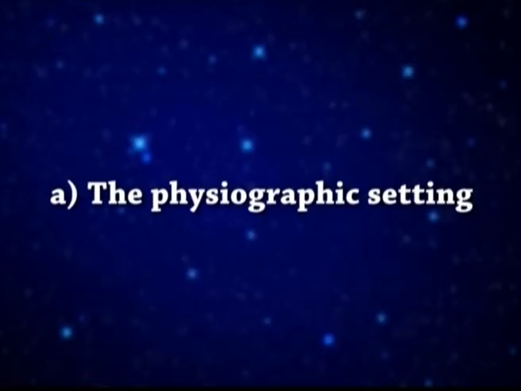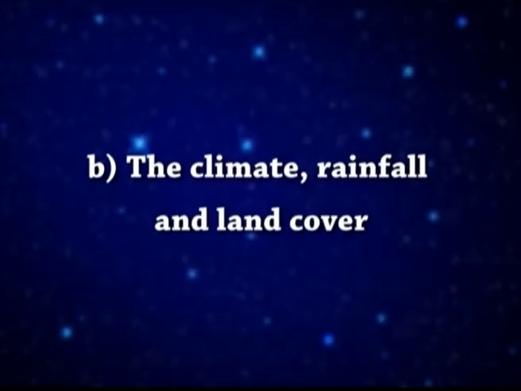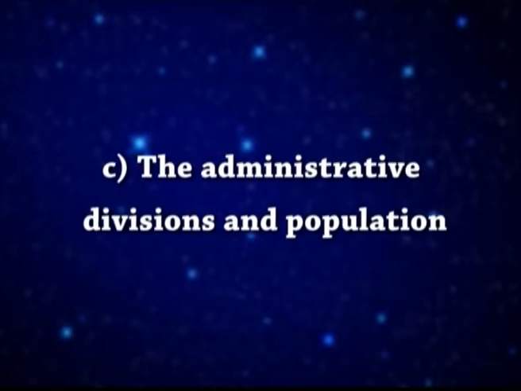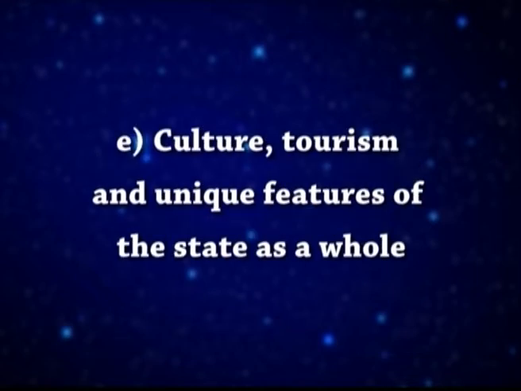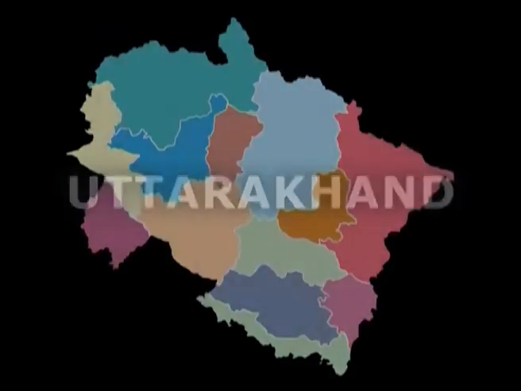The main objectives of learning this lesson are to know about its geographic setting, people, governance and contribution in the country. The aspects which are covered in this module are the physiographic setting, the climate, rainfall and land cover, the administrative divisions and population, the economic resources and contributors, culture, tourism and unique features of the state as a whole. Uttarakhand.